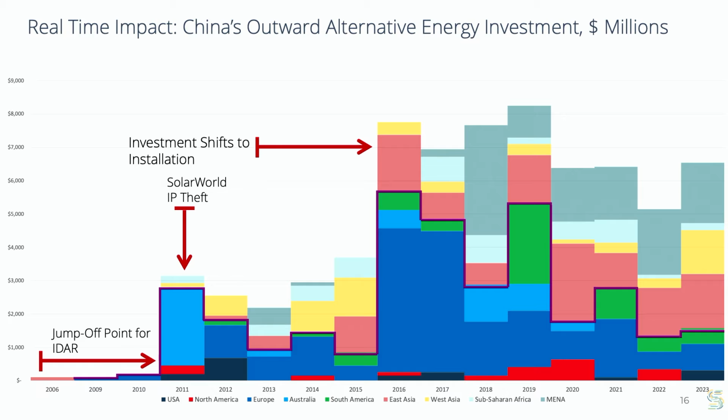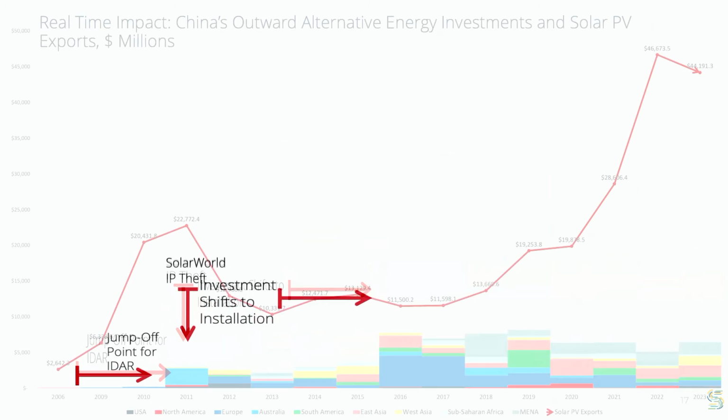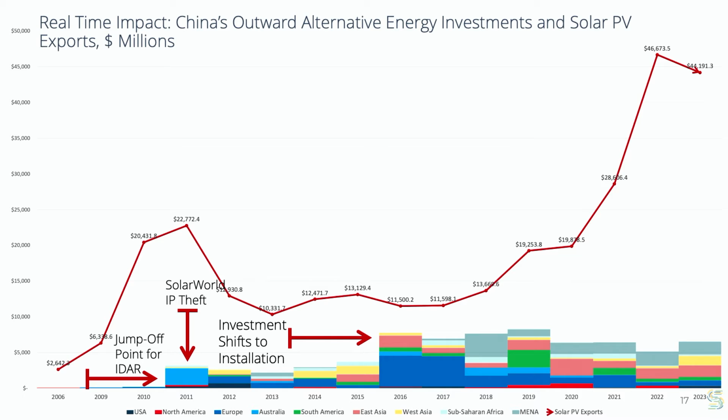So for a few years, between 2011 and 2015, there's a lot of investment in Western companies. And then you see this shift to installation around 2016 once that toehold has been established. The projects go from investment in joint ventures in local solar companies to building big solar farms and installing. And if we look at China's exports laid over this investment information, you see that their exports skyrocket just about the time they start investing in big projects overseas. Nothing here is accidental.